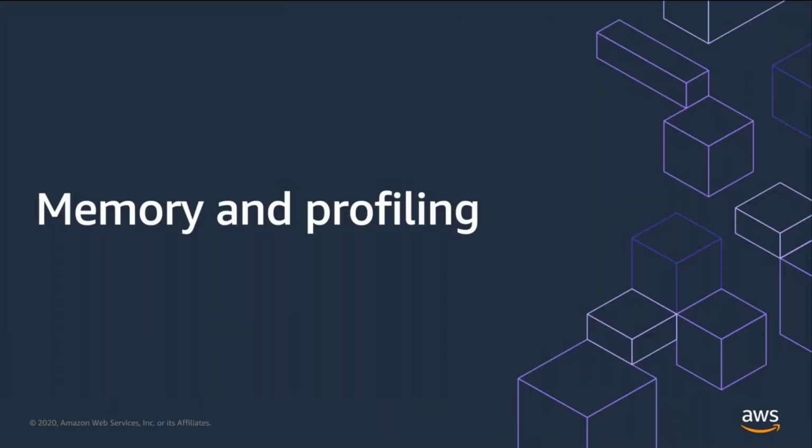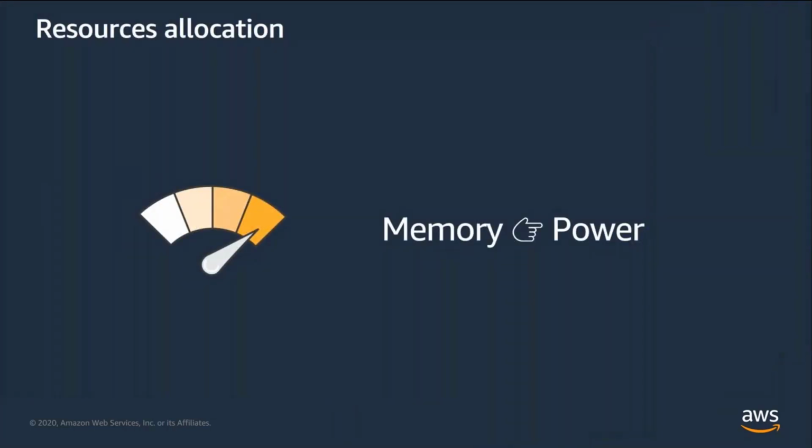The second topic for today's webinar is memory usage and profiling. The most important lever that you have available in a Lambda function is memory. Lambda exposes only a memory control, and you can select between 128 megabytes of RAM and 3008 megabytes for your function. But memory is more like power, because as you increase the memory, this proportionally increases the amount of CPU core and network capacity allocated to the function.